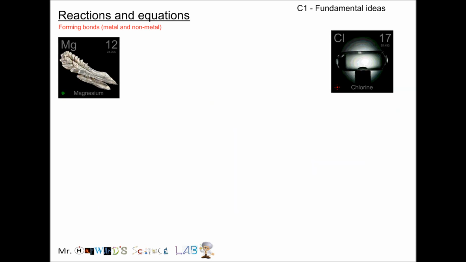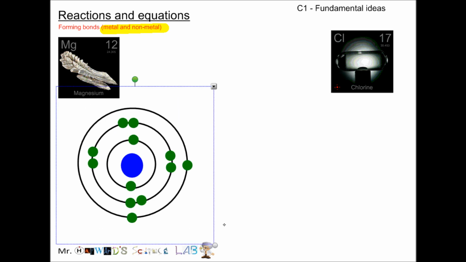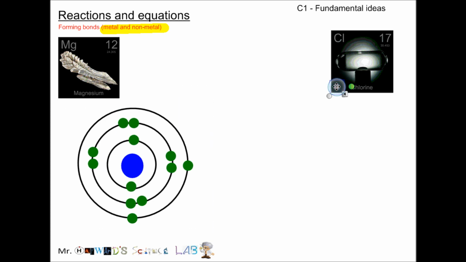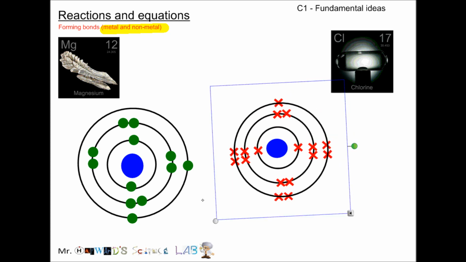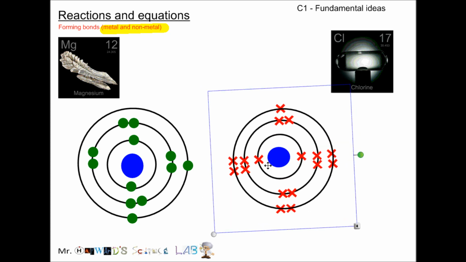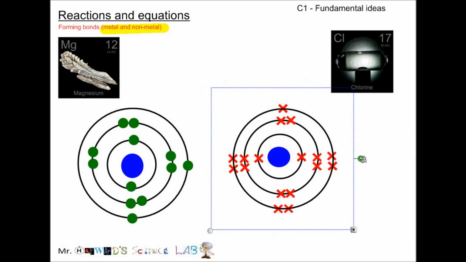Okay, so again, you've got a metal and a non-metal. This time you've got magnesium, which is in group 2, and chlorine, which is a group 7 element. So from the fact magnesium is in group 2, you should be able to know straight away magnesium has got 2 electrons in its outer shell, which is there. Okay, and because chlorine's in group 7, straight away you should know chlorine has got 7 electrons in its outer shell.